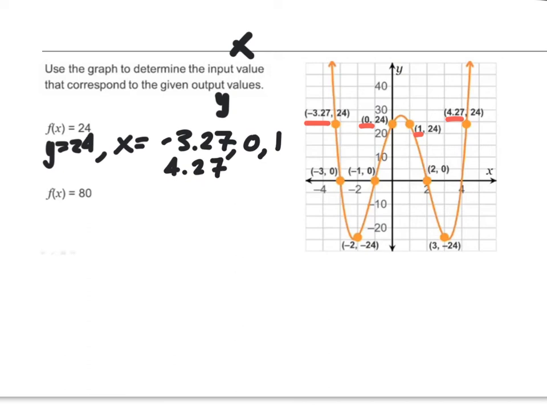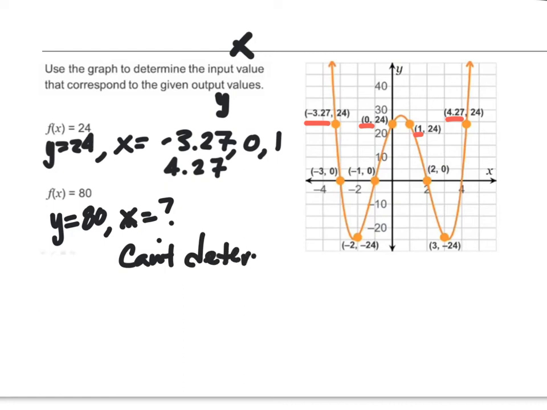And then it's asking us the same question, but for the value of 80. The thing of it is that we don't really know that. We don't have a y value of 80. This is asking, when y equals 80, x is equal to what? And we can't really determine that. So this is, can't determine. That's the idea, that we can't really tell from the graph.